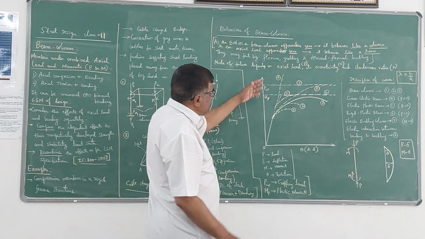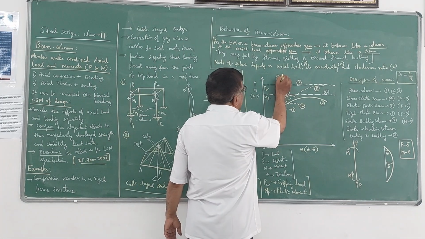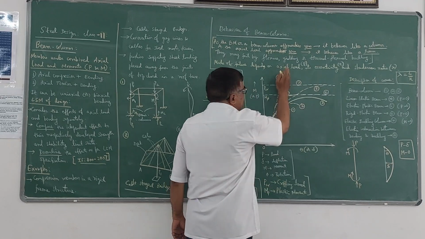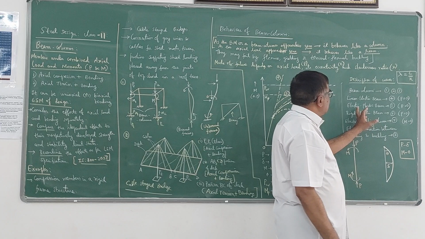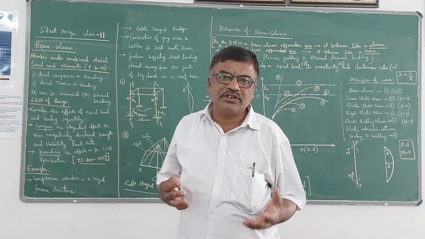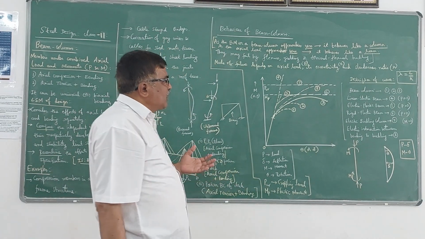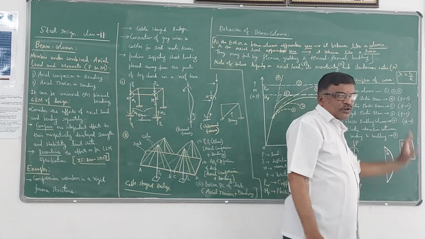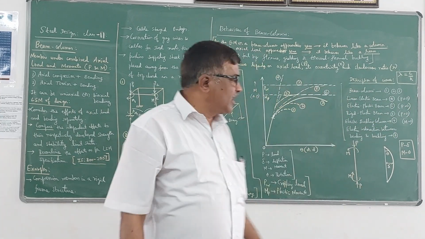Next, the fourth one is a linear graph from the origin. It is extended here, so it is entirely linear. That one is called a linear elastic beam. In the case of a linear elastic beam, you will have only the M value, P approaches 0, so there will not be any axial load.